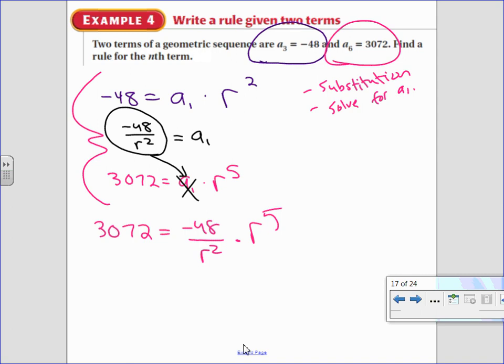Let's simplify down the r's a little bit. If I have r to the fifth up here and I have r squared down here, two of them will cancel, and that will leave me with r to the third. Good. What would I do to move that 48 to the other side, the negative 48? Divide it. So go ahead and divide that for me and let me know what you get.